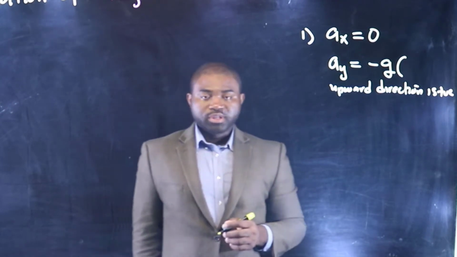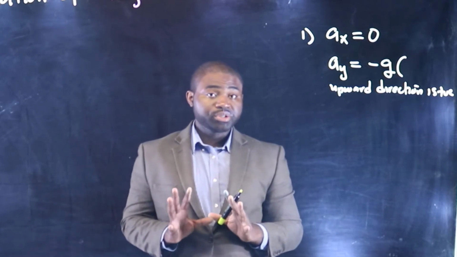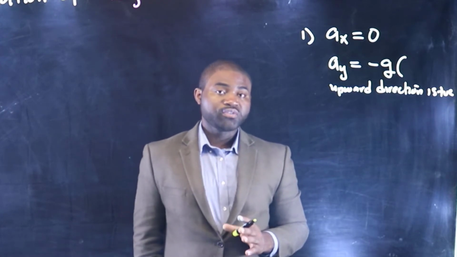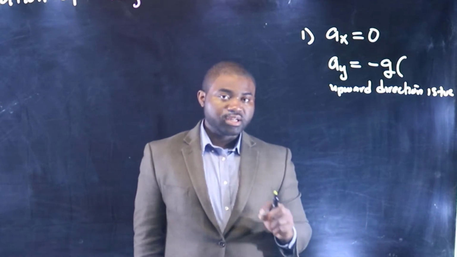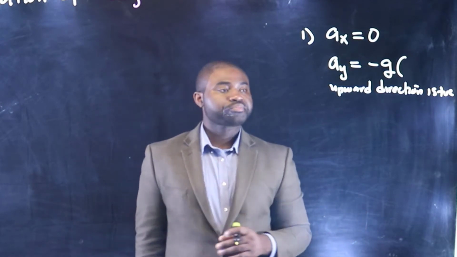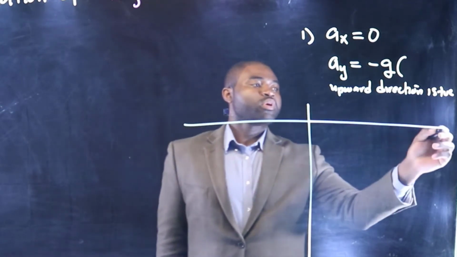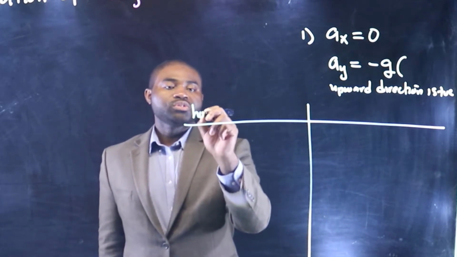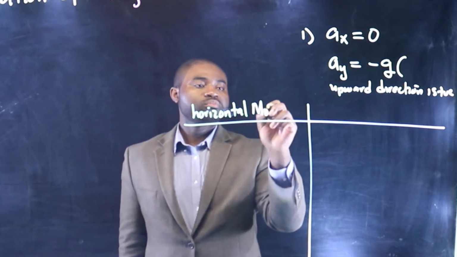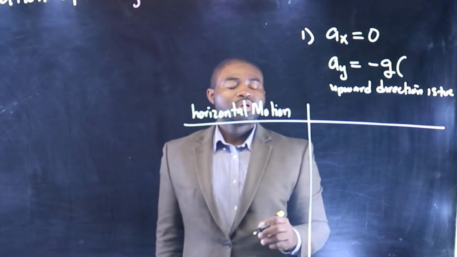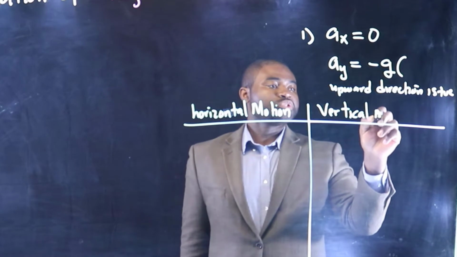If you recall from the kinematics equations of motion, because this is a two-dimensional motion, what you need to understand is we will analyze the X motion completely different from the Y motion. So I will draw a little table. I'm going to put here the horizontal motion, and I'm going to put here the vertical motion.